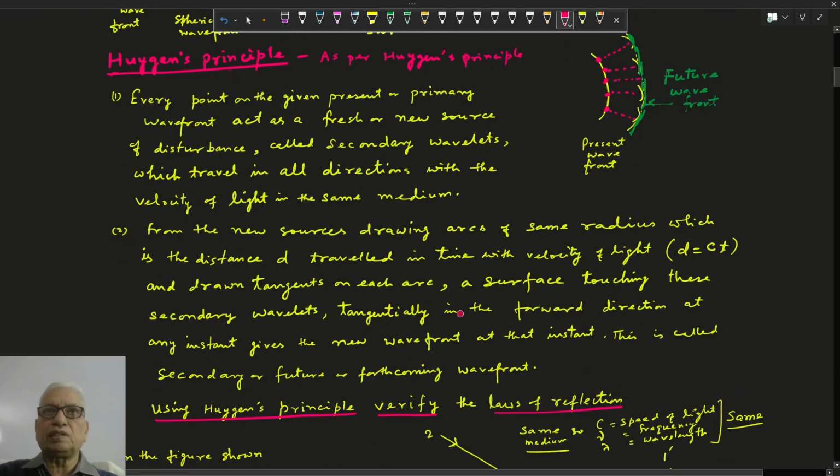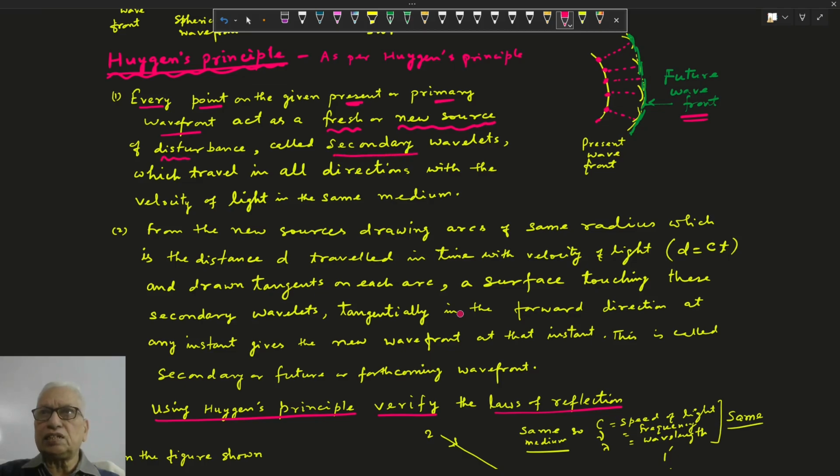Now Huygens principle. As per the Huygens principle, we can find out the future wavefront from the present wavefront. In other words, how to find it? Suppose this is the plane present wavefront. On the present wavefront, every point on the given primary wavefront acts as a fresh or new source of light or disturbance. This is called secondary wavelets. So these are the points here. They are the new source of the wavelet for the next coming or forthcoming wavefront.